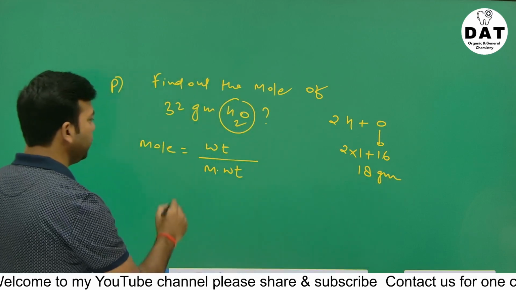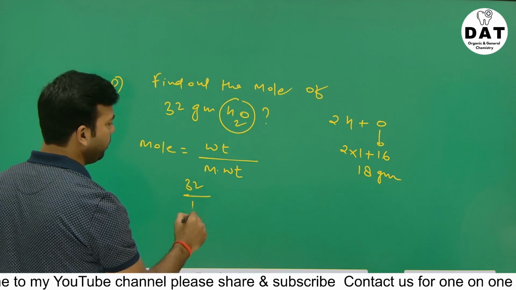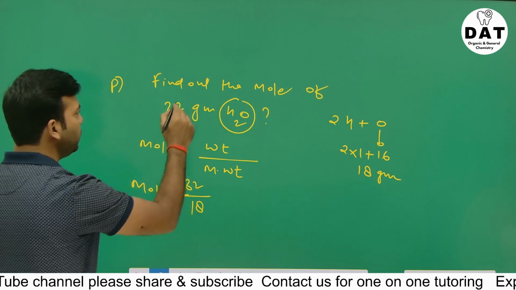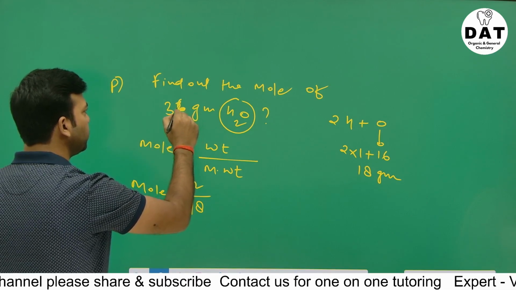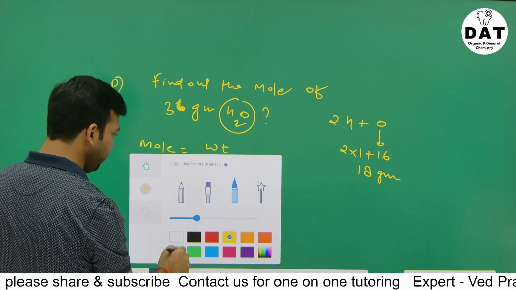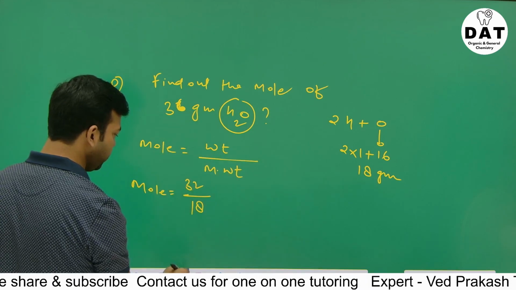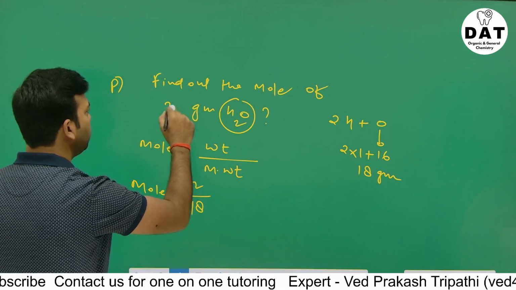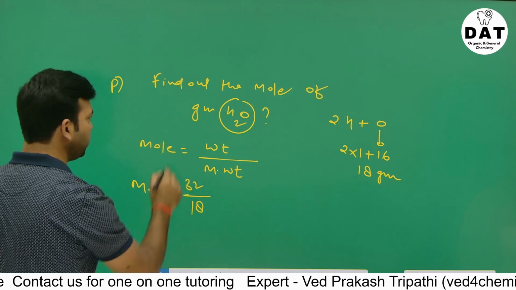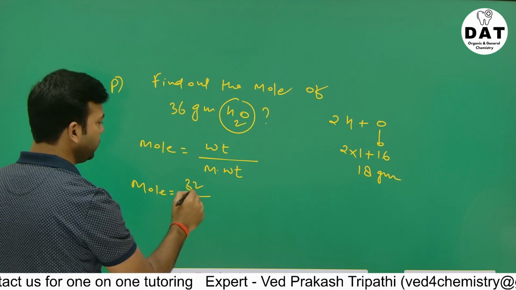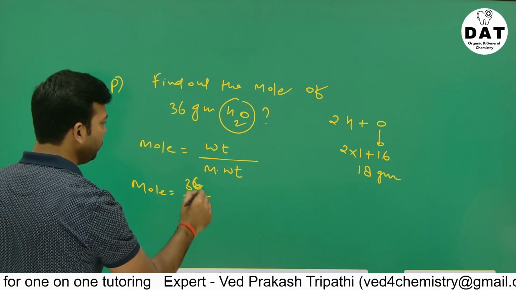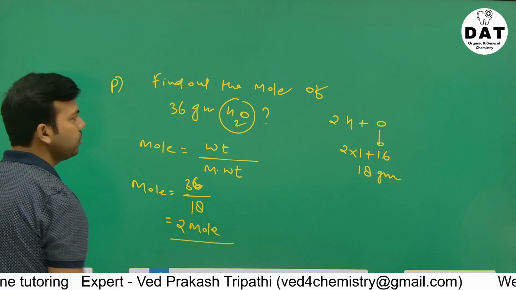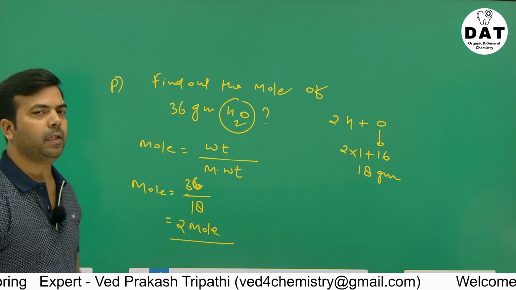So the weight is 32 divided by 18. So this is my mole. To make this easy, we can use 36 grams here, supposing it to be 36. The calculation will be easy for us. Suppose here I am saying 36 gram. So 36 divided by 18, which is 2. So we have 2 mole. Clear? Makes sense? Easy.